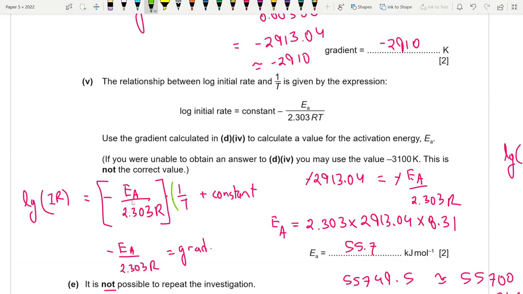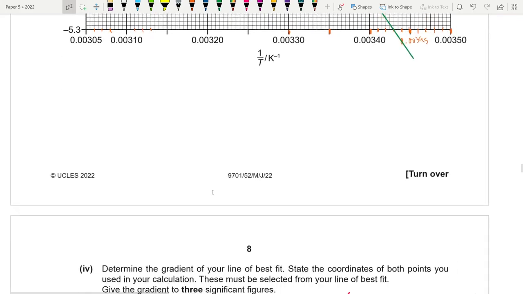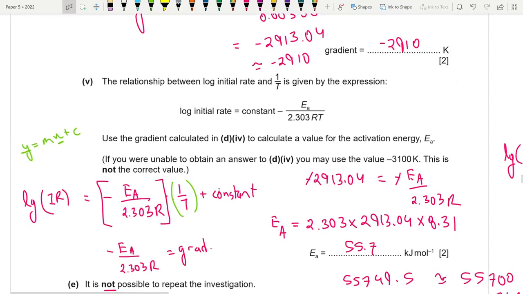Why did I separate it? Because 1 by T was drawn on the x-axis. So I tried to rearrange it into this form, y is equal to mx plus c, where y is log initial rate and x is 1 by T. And that constant is basically your y-intercept. So minus activation energy divided by 2.303 R, that is your gradient. So I actually equated it with minus 2910.